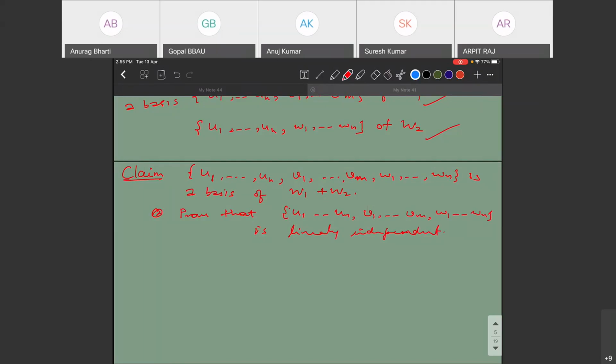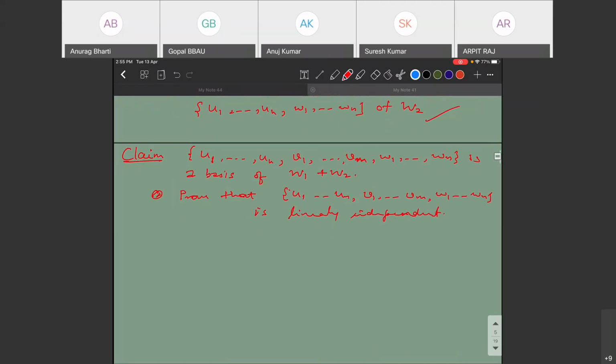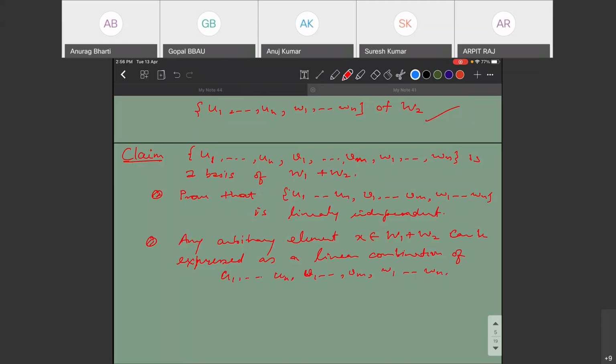And then prove, second thing, that any arbitrary element x in W1 plus W2 can be expressed as a linear combination of u1 to uk, v1 to vm, and w1 to wn. This is easy to see.